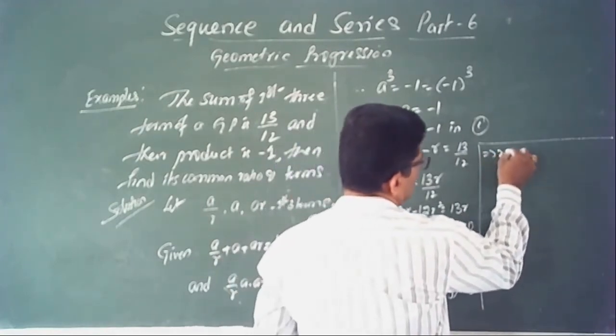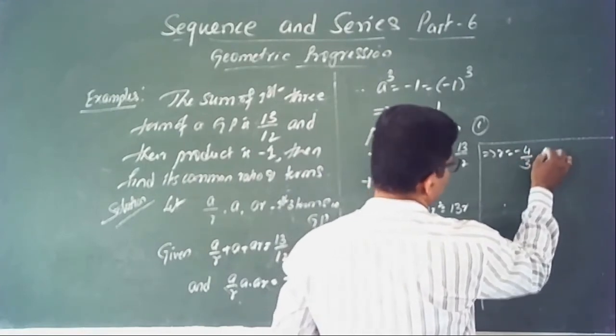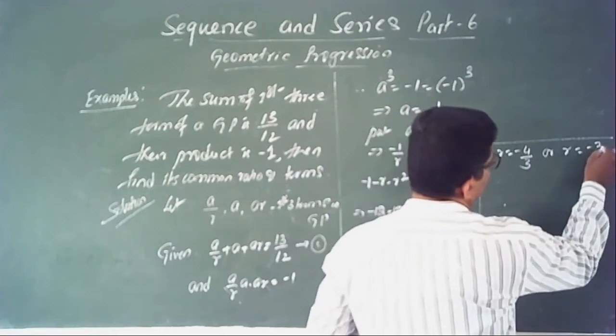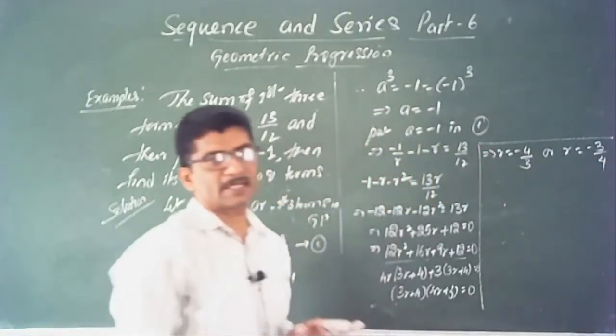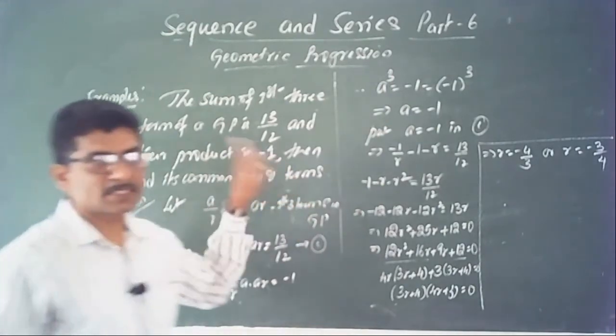It implies r is equal to minus 4 divided by 3, or r is equal to minus 3 by 4. These are the common ratios. Finding the common ratio is sufficient. If they ask to find the terms, then find the terms.